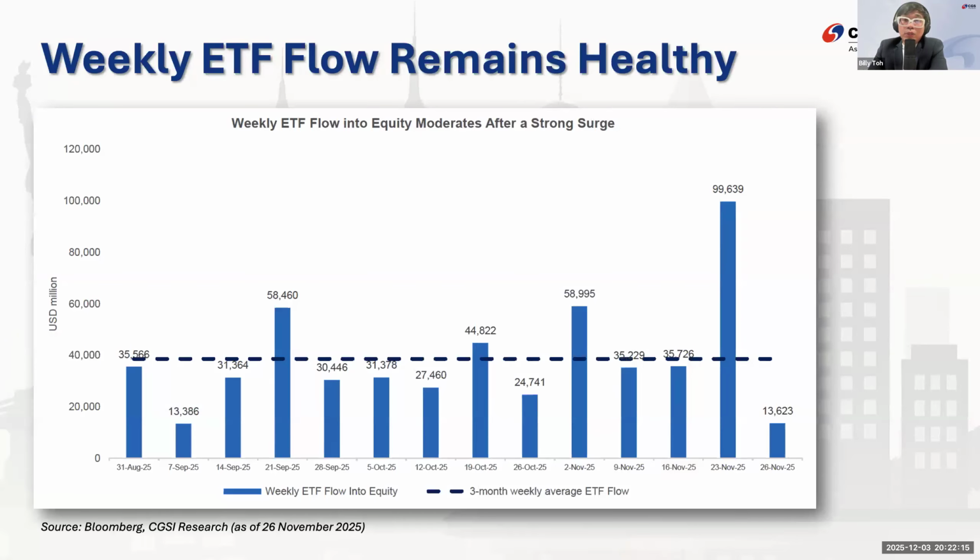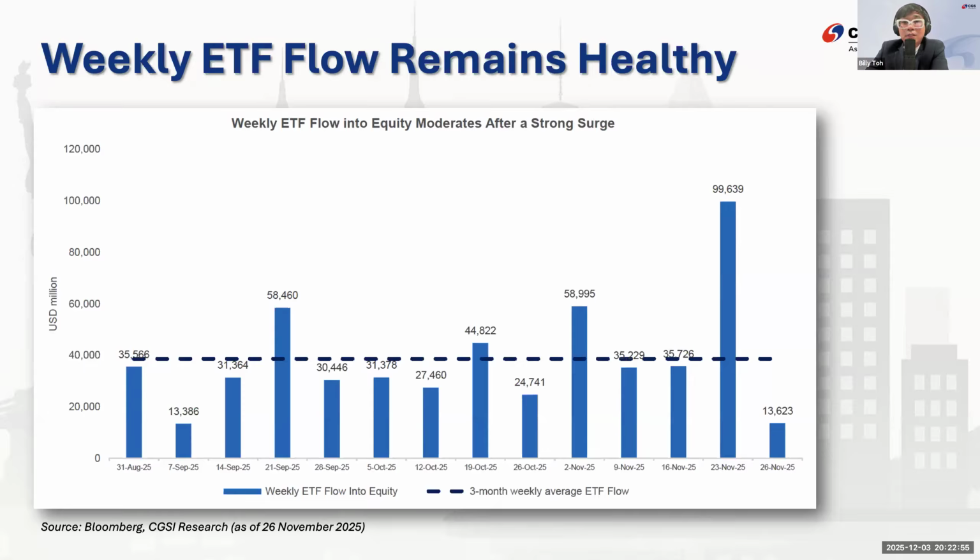Now, if you look at the ETF flow chart here, you can see that the flow has remained healthy. This is the ETF flow over the last 3 months on a weekly basis. Despite the sharp drop in the latest week, it still remained a positive inflow. The decline was mainly due to a normalization after a surge in the prior week to about 99 billion. And the dotted line is the average, which is about 40 billion.